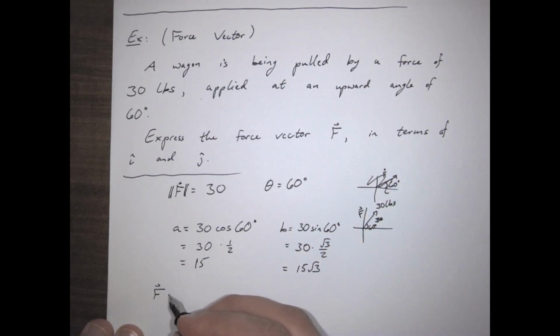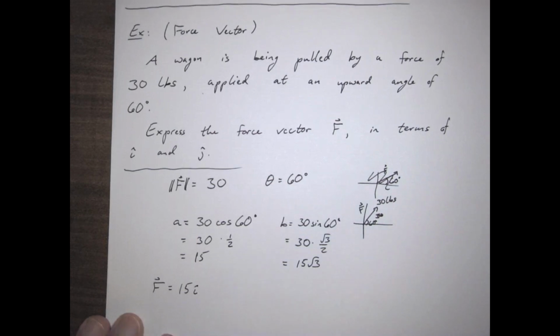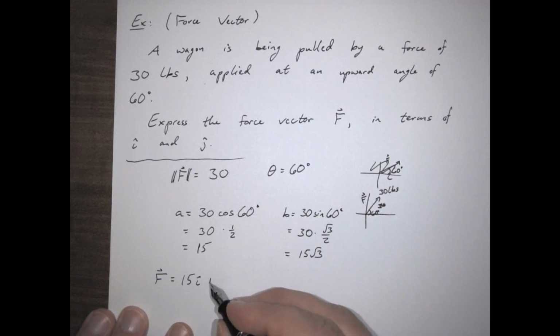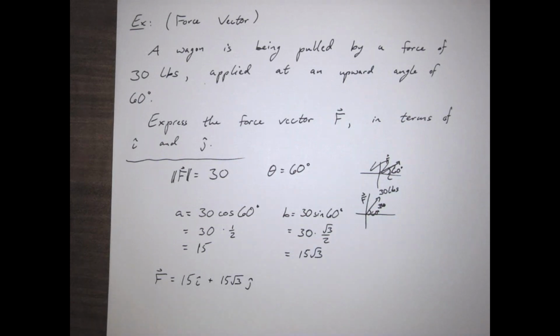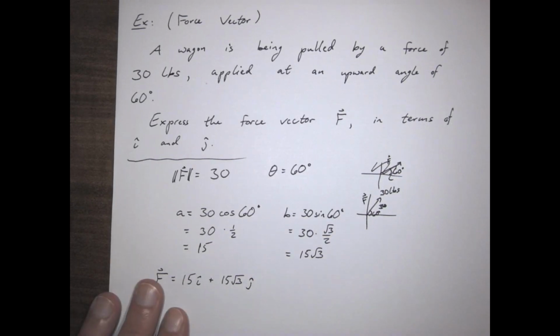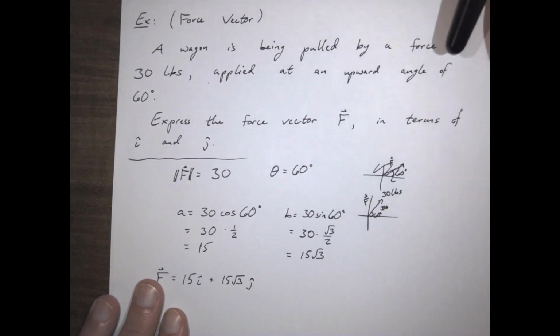And so what that would mean is the force is just equal to 15i, that's the horizontal component of the force, plus 15 root 3 j. And notice the horizontal component is the smaller one because we're pulling it more up than we are to the side. And so we would be applying more pressure upward than we would laterally to this particular wagon. Okay, so that's how that would go.